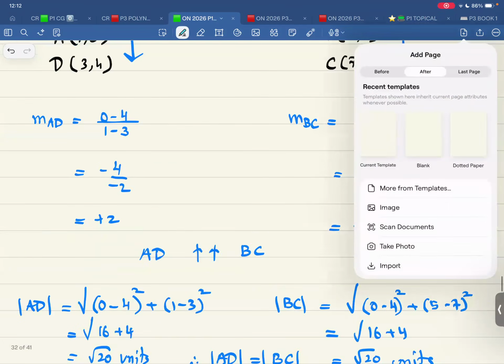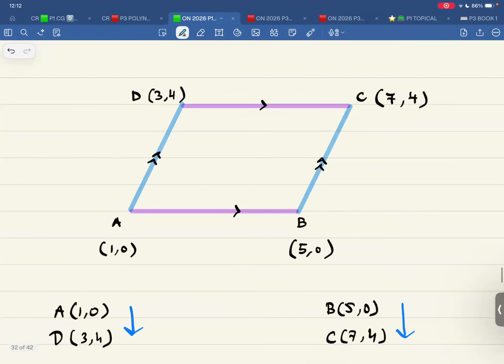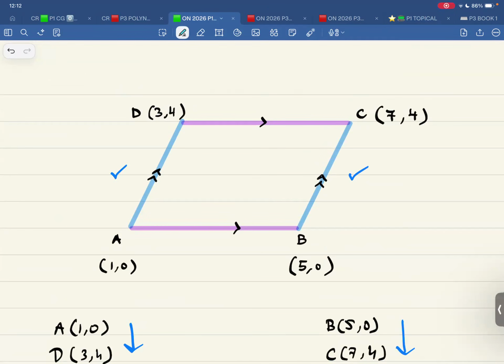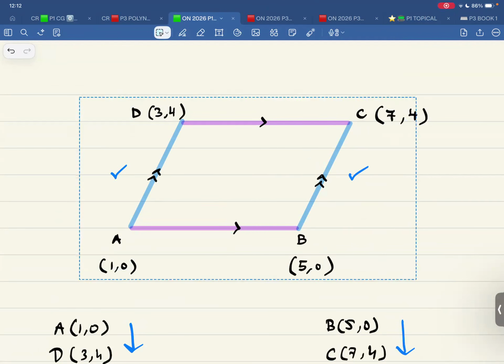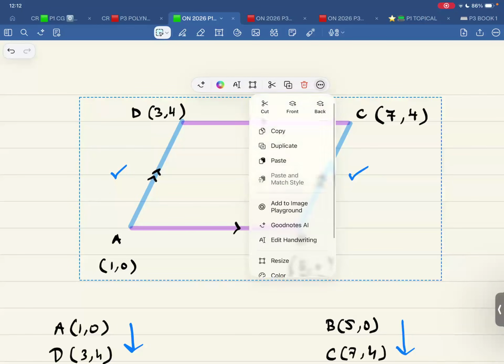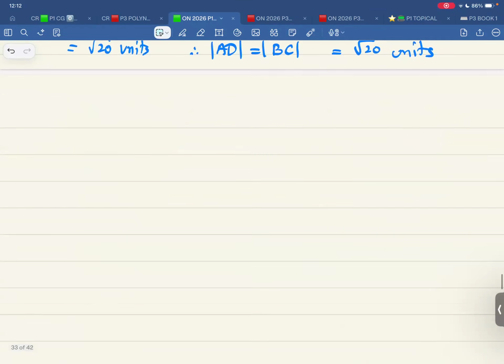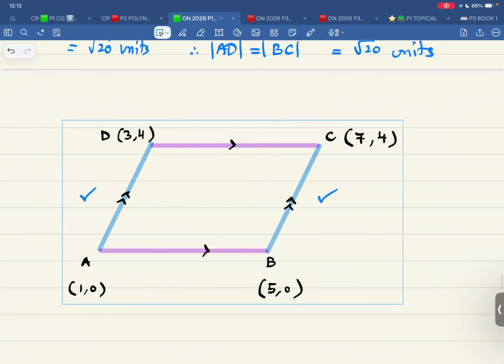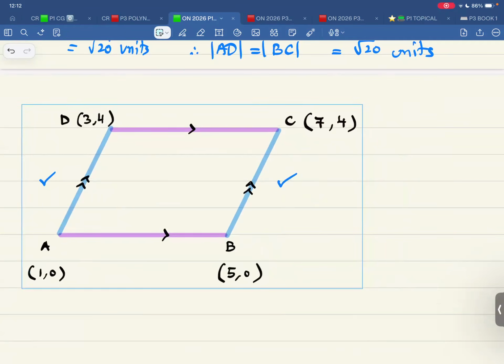Now, let me add a page. That means not only these two lines are parallel, they are also equal in length. So let me grab this thing and paste it on the next page. Let's do some more working because we are doing some inquiry-based learning and then working it out.